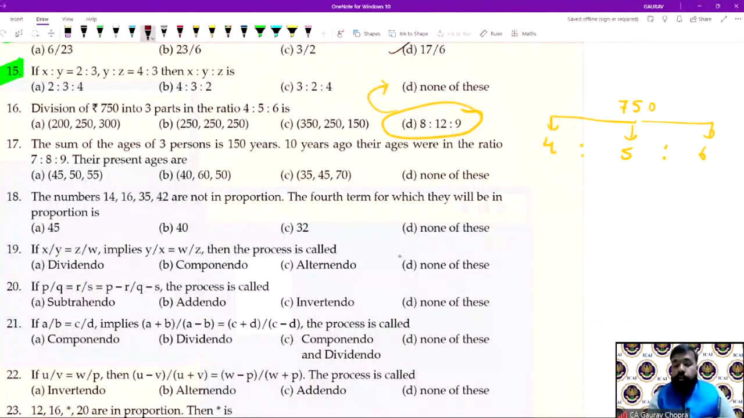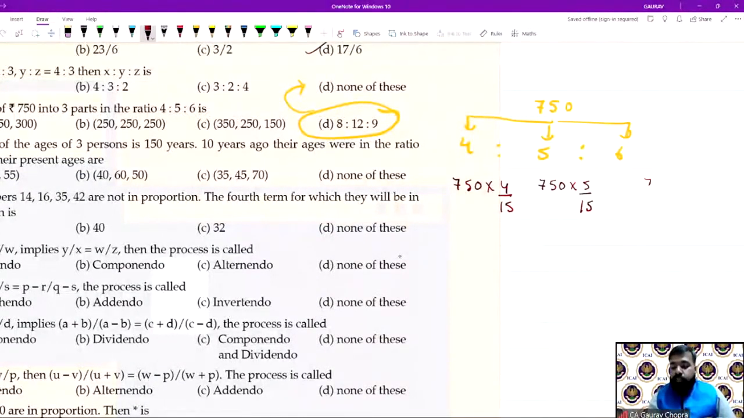Now, what is the total? 4 plus 5 plus 6 is 15. So 750 multiplied by 4 by 15. Then the second term will be 750 into 5 by 15. And the third one will be 750 into 6 by 15.